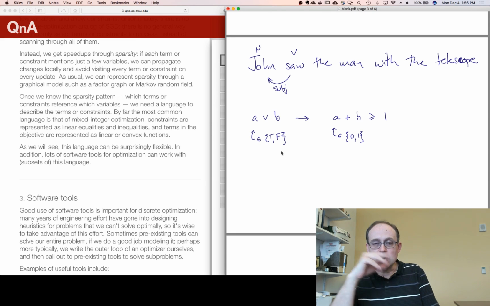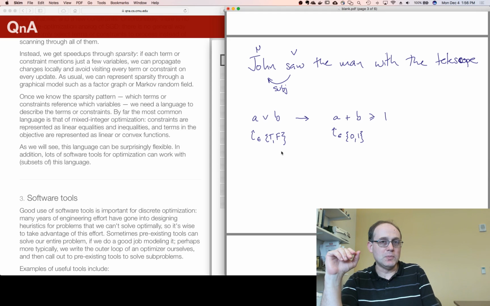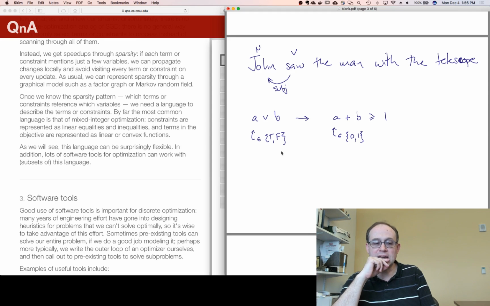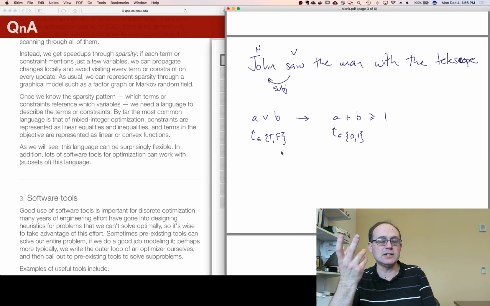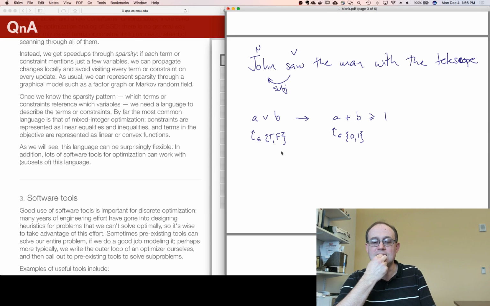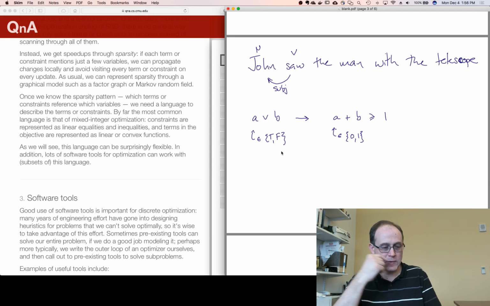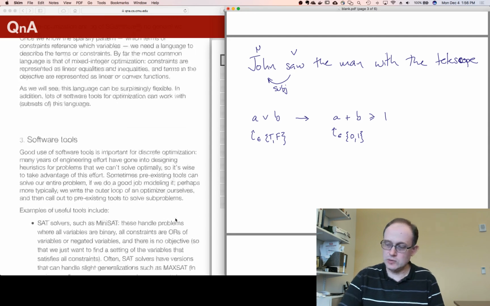We'll talk a little bit more about this later, but it turns out that you can express a really wide variety of constraints in this mixed integer optimization language. And then you can use tools designed for this language to try and solve them. They're not always effective. It's much easier to come up with an impossible problem than it is for stochastic gradient descent, but nonetheless, there are a lot of useful tools. All right, so what do these tools look like?